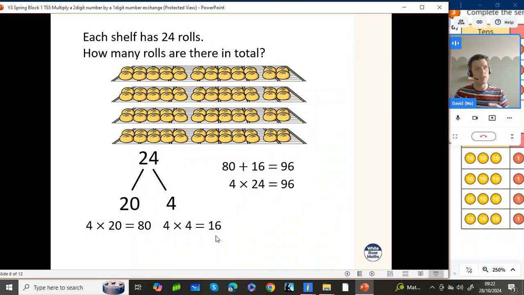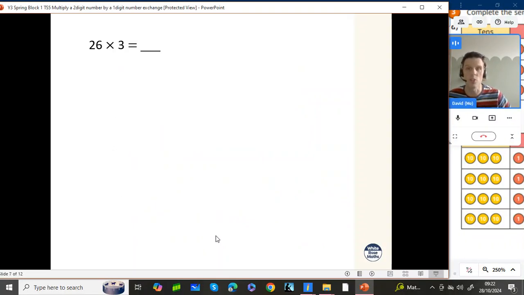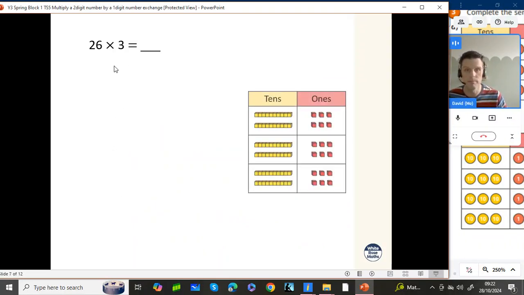So in this lesson we're going to be breaking down the 2-digit number into tens and ones and multiplying each part by the single digit. So there are 96 rolls in total. Now we've got 26 times 3.